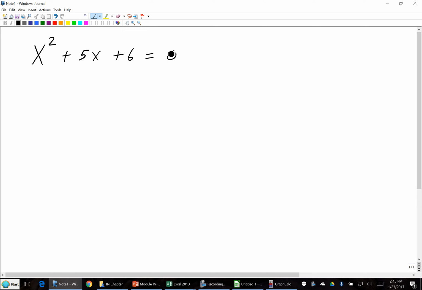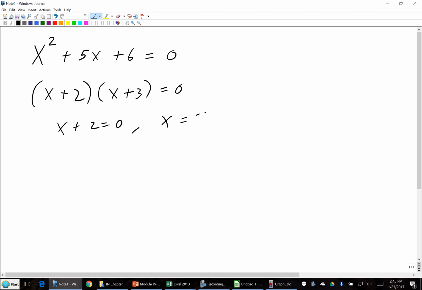And you say, all right, how do you solve this? Well, you factor it out. This is going to be what? x plus 2 times x plus 3 is equal to 0, and then you say x plus 2 is equal to 0, so then x is going to equal negative 2, x plus 3 is equal to 0, x is equal to negative 3. Let me see if I can do a little bit better job on that. And here are the two roots, okay?